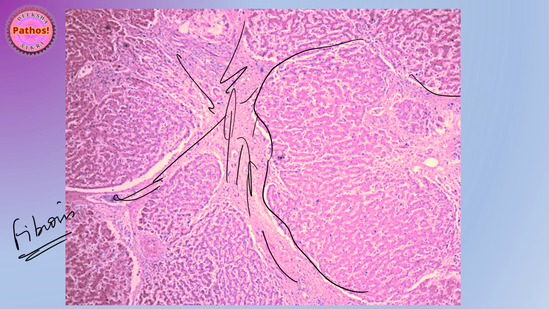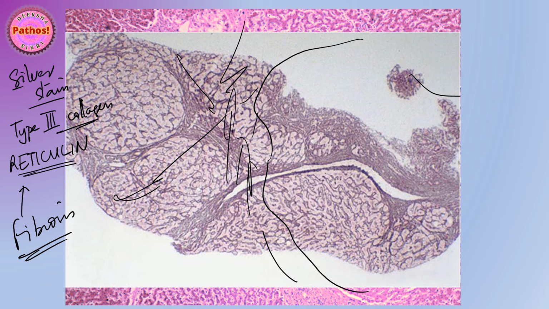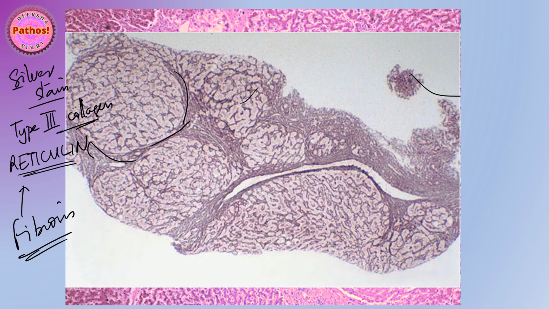cirrhosis, right? And if you want to target this fibrosis and demonstrate it, we look for something called reticulin stain or reticulin fibers, which are actually type 3 collagen specifically, which we like to identify by using a special silver stain. And the silver stain anywhere would give you a black deposit. So look at this slide, you can make out black deposits of fibrosis and nodules of hepatocytes. So this is a case of cirrhosis of liver.